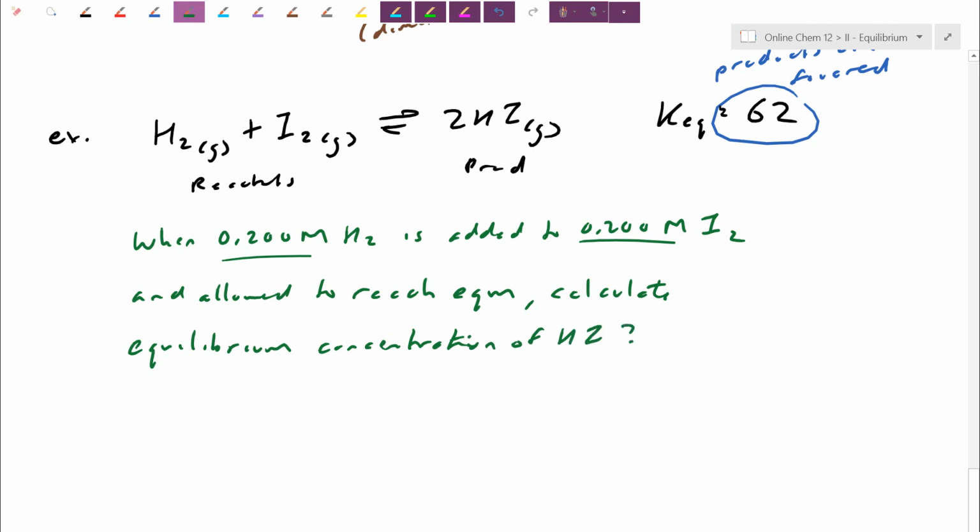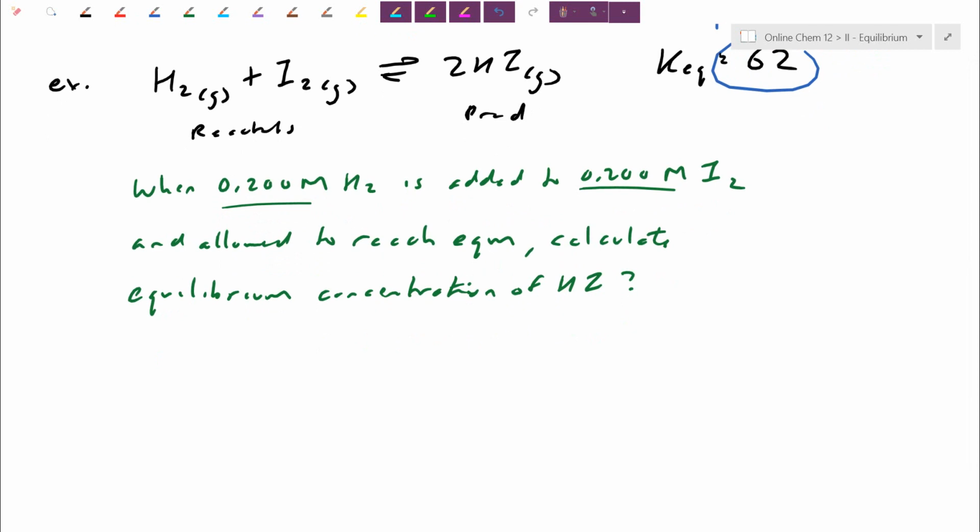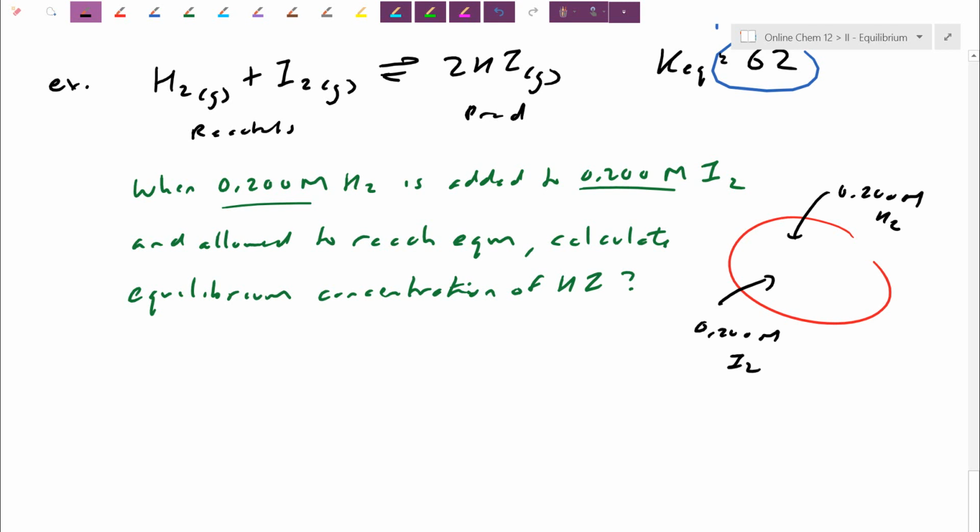It will involve an ICE table. How do we know it needs an ICE table here? Is there some sense of time passing? So in this case, we see that there's a start. At the beginning, we had a container of a certain size. You had put in 0.200 molar H2, and you put in 0.200 molar I2. I put in just the reactants. There was no mention of me putting in any products. So in that case, I know I can't be at equilibrium yet. It's given a little bit of time. It's allowed to reach equilibrium. And once it reaches equilibrium, I want to know the equilibrium concentration.